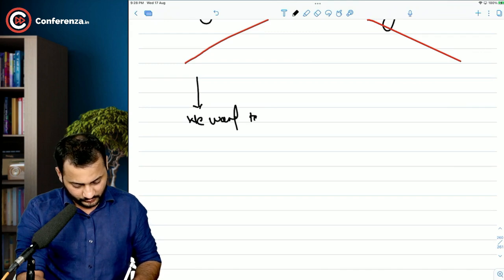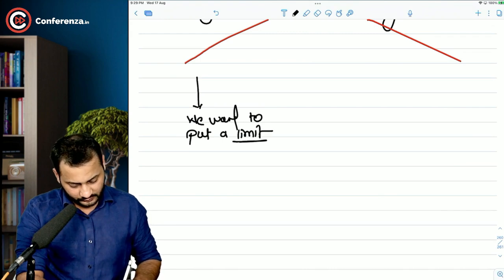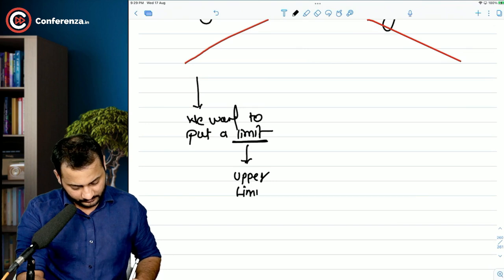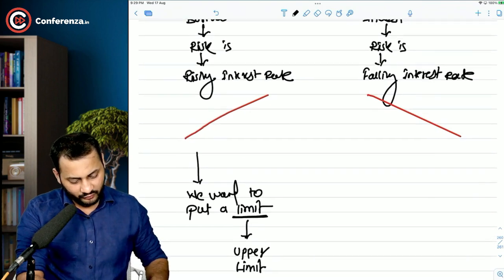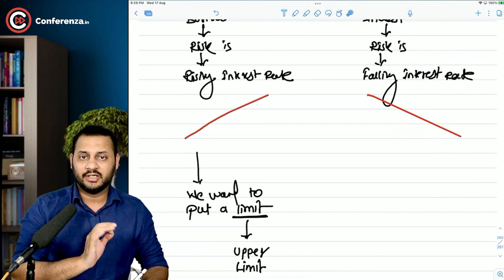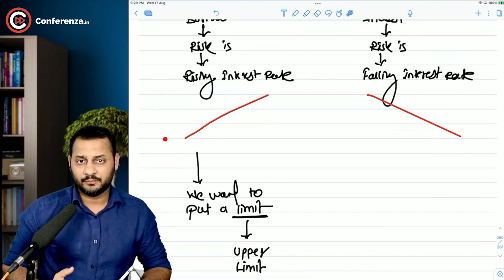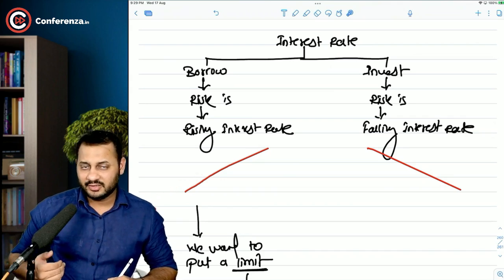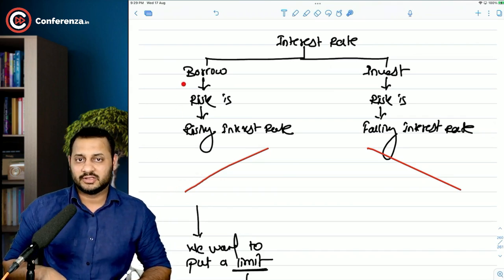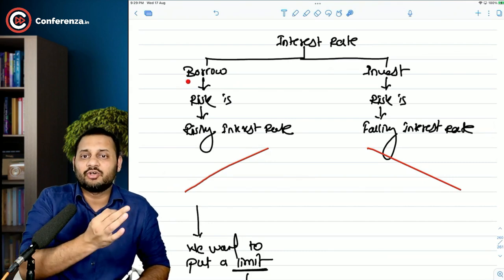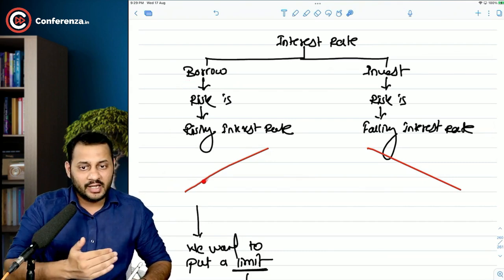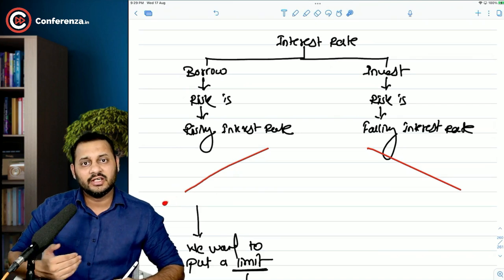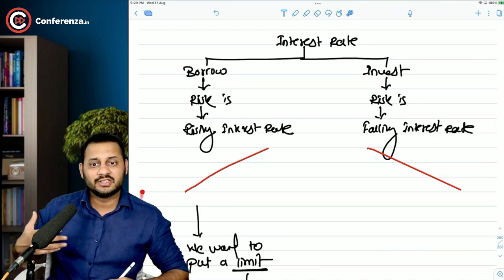We want to put a limit. This will be called as upper limit. See, why would we want to put an upper limit to the interest rate, not the lower one? Because the lower the interest rate goes, the better it will be for us, as we will be paying less interest on the borrowings. So we are on a profit side if the interest rates are going down. It's a good side for us.